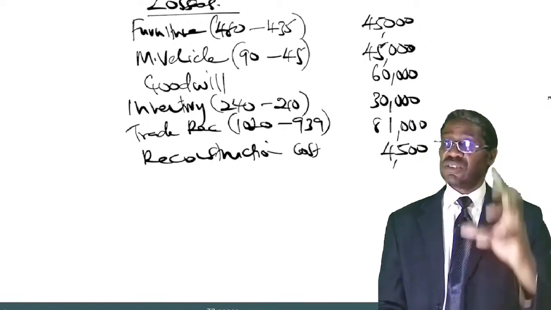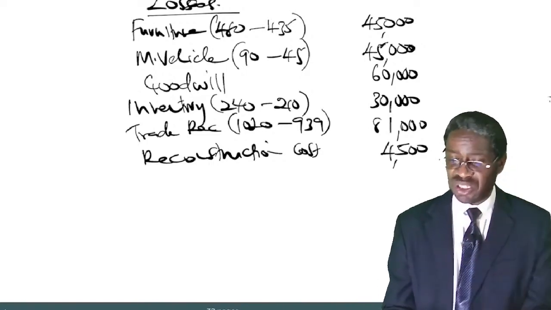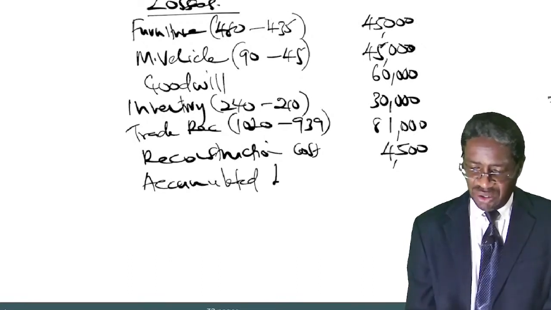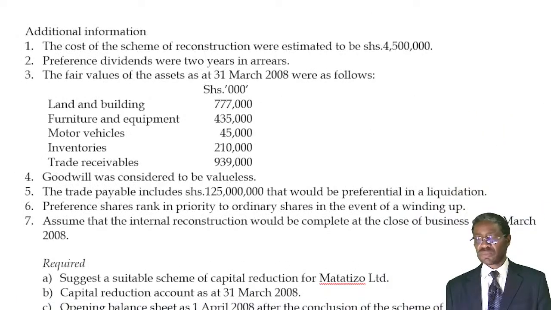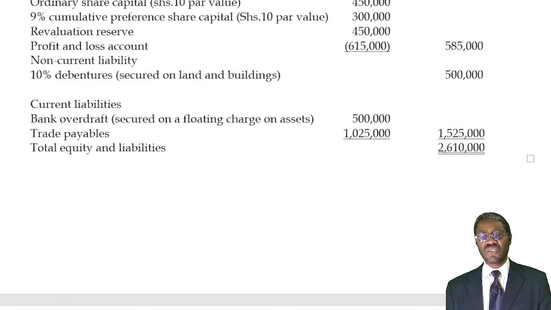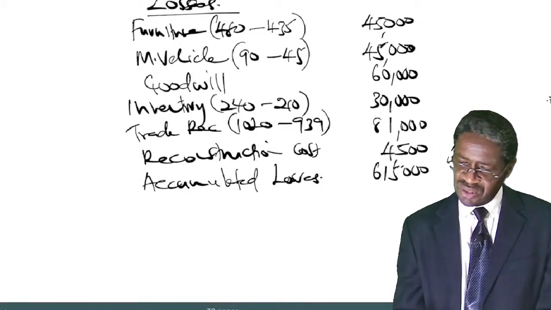After that, I'm still looking for losses. After assets, after reconstruction cost, I also talked about accumulated losses themselves. Good. Bring them in. Accumulated losses. How much were they in the balance sheet? According to the balance sheet of this company, the accumulated losses were how much? Good. I can see it up here. The accumulated losses are 615,000. Pick it. Good. That is 615,000.